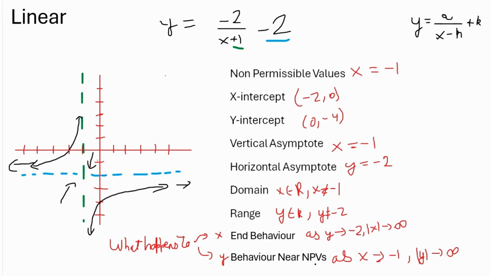And now behavior near NPVs is the same thing, except now we're talking about the y values. What happens to the y when it reaches the NPVs? Okay, so as x approaches negative 1, the absolute value of y approaches infinity.